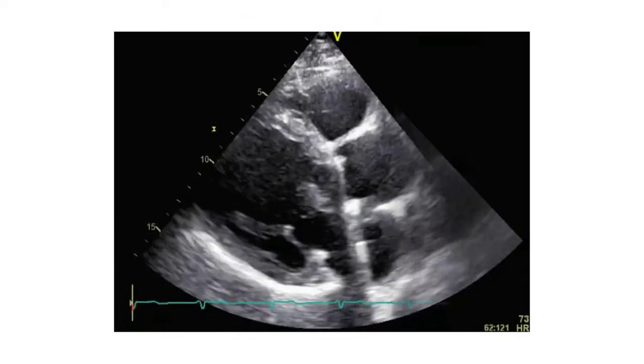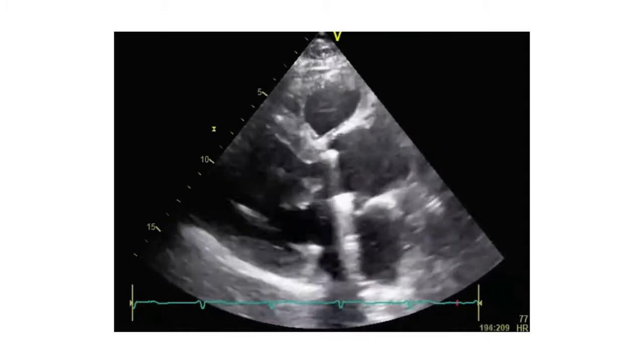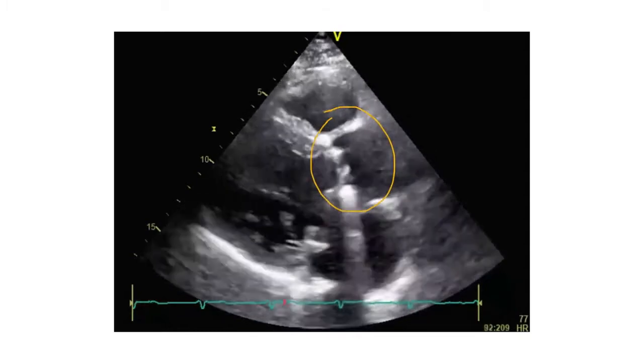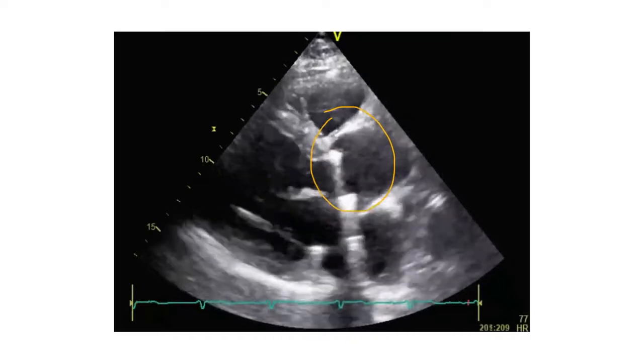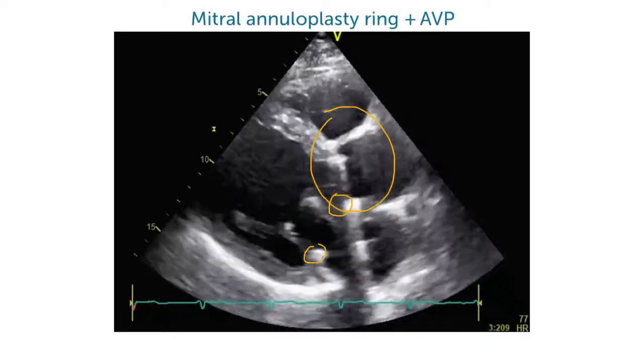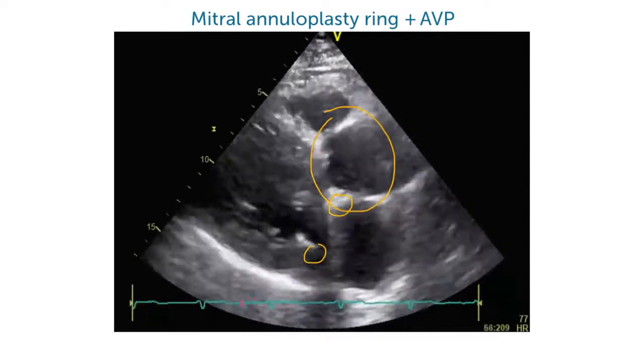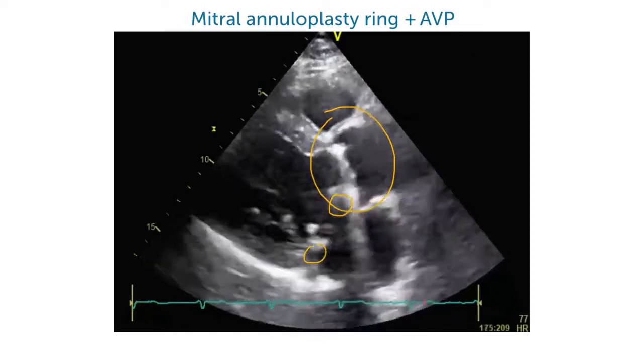Now, to the next pathology here, don't get confused. This patient also has an aortic valve prosthesis. You see all these echoes here. And he also has a mitral annuloplasty ring. You can see this is a ring that was implanted during surgery. But the main problem is that the valve is thickened, and the patient has severe mitral regurgitation.